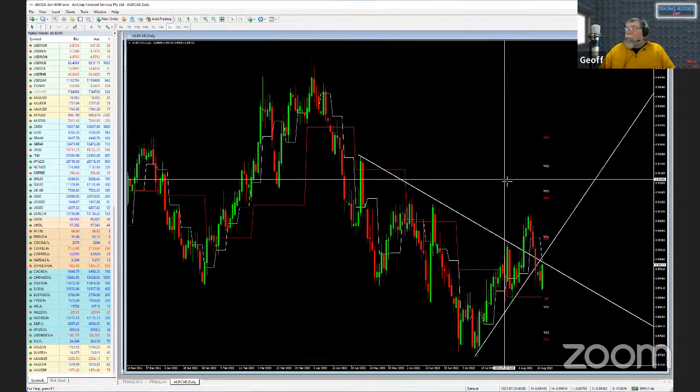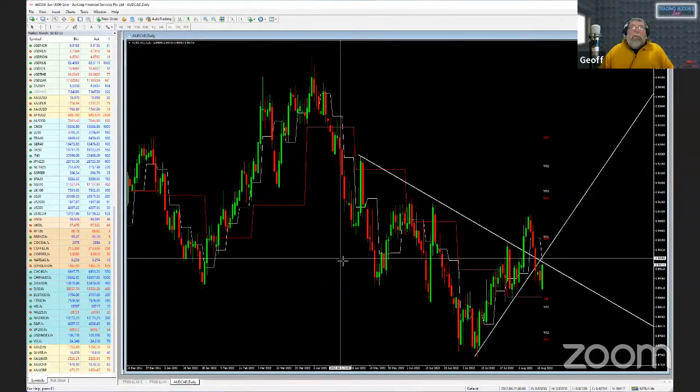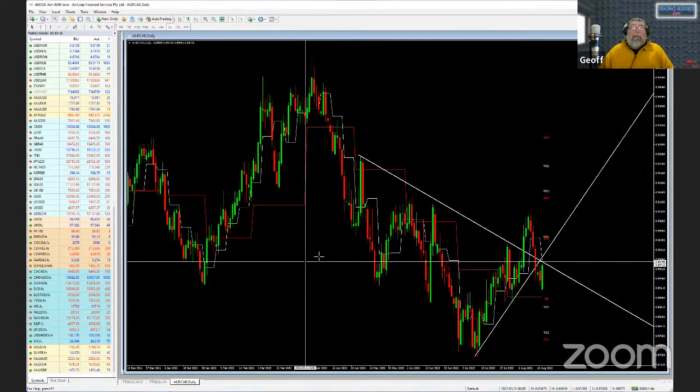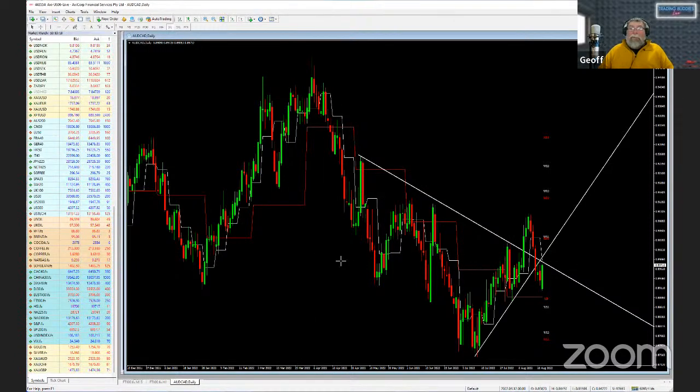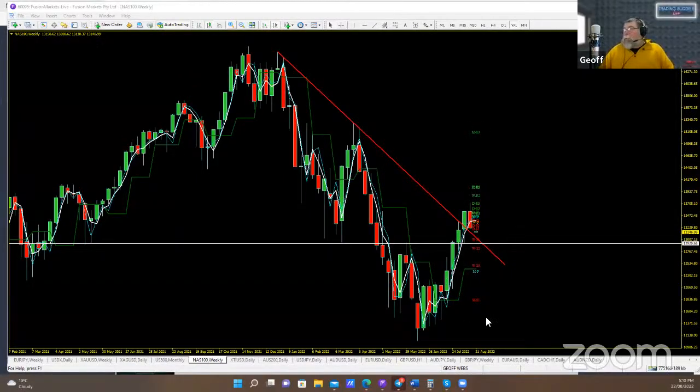Okay, let's have a look at some currencies then, shall we? Yeah, let's do that, mate. All right, I'm going to start with updates on last week. I find it hard to remember exactly who's in these trades and who's not, and when I actually took them. But let's update them anyway.